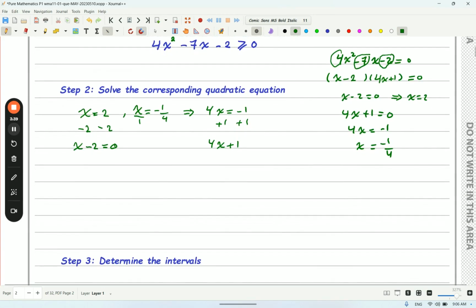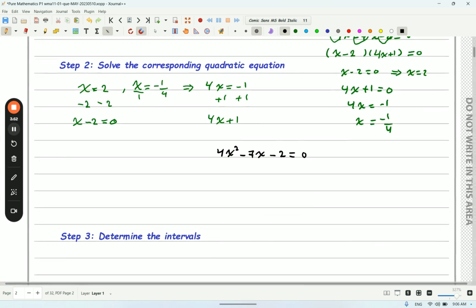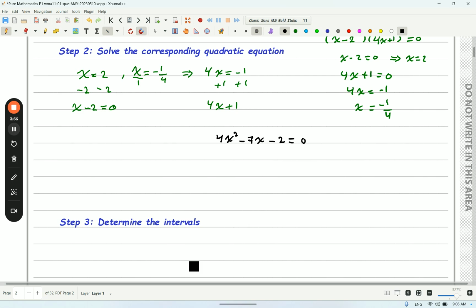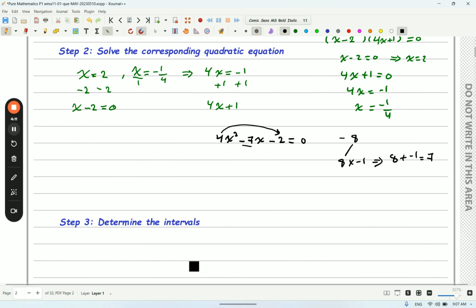If you don't want to use your calculator, you can work it out by normal factorizing, which is 4x to the power of 2 minus 7x minus 2 equal 0. So now, 4 times 2 is 8, times minus 2 is minus 8. So here we'll have 8 times minus 1. If you add them, you will get 7, not minus 7. So minus 8 times 1 is minus 8. Minus 8 plus 1, if you add them, you will get negative 7. We'll get the middle term here.